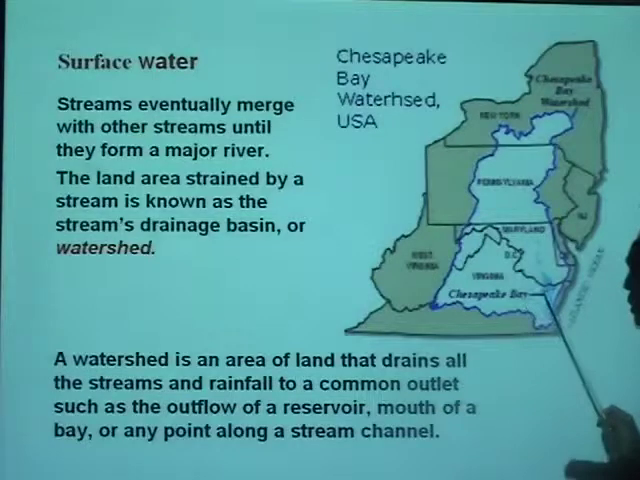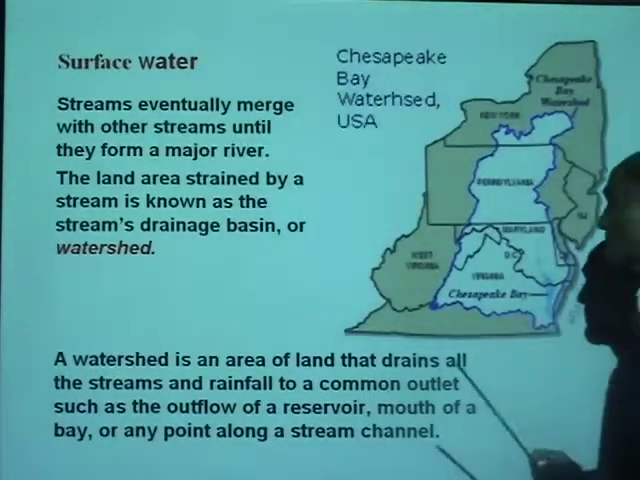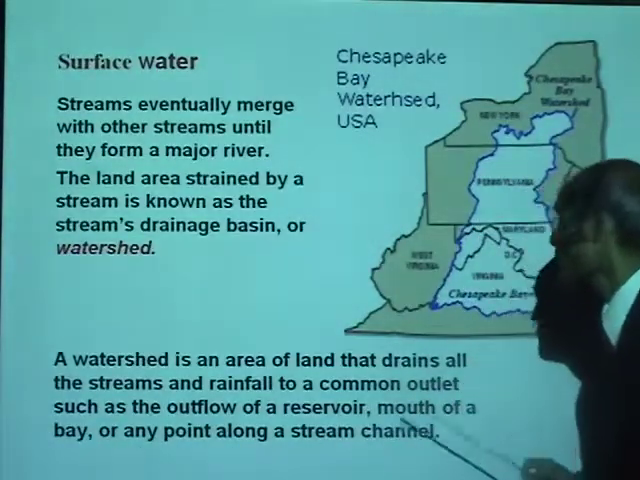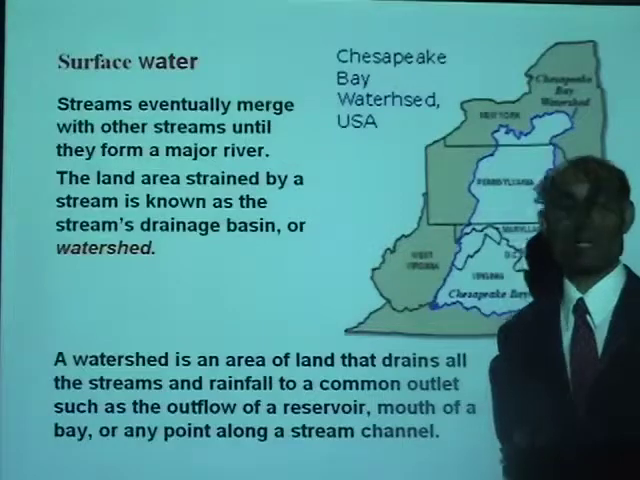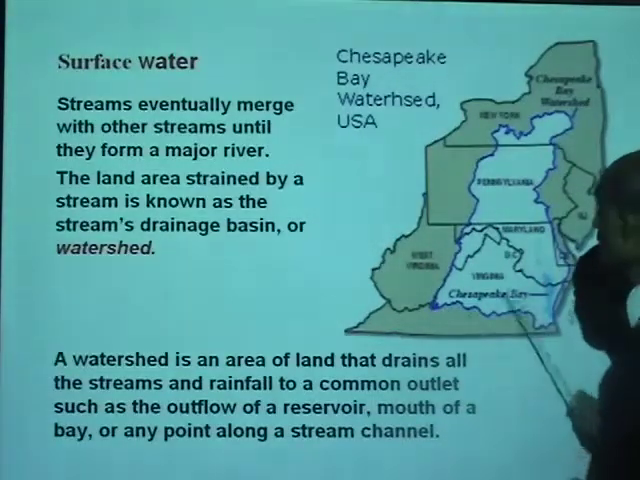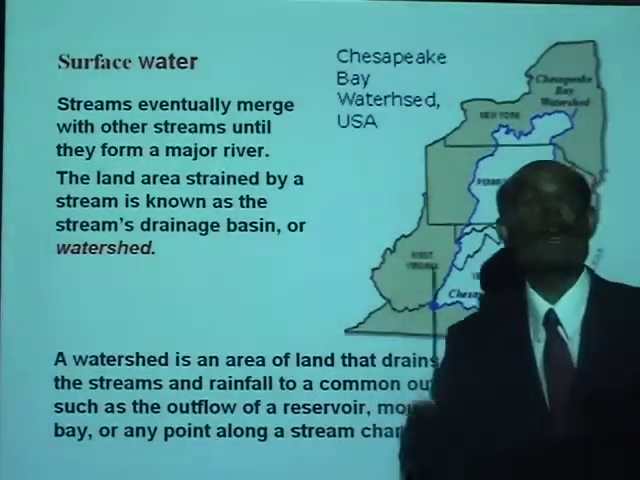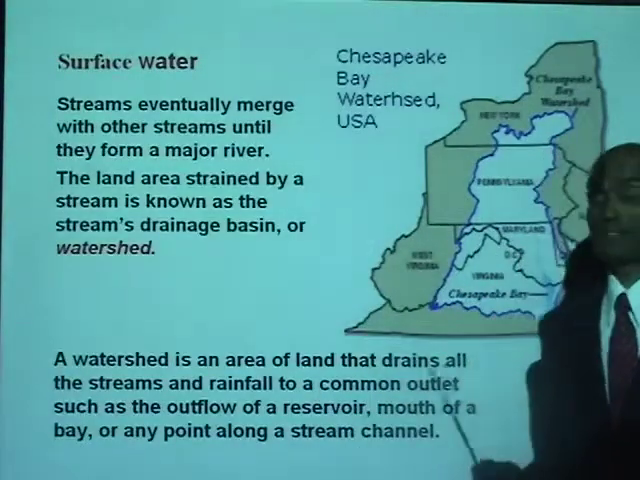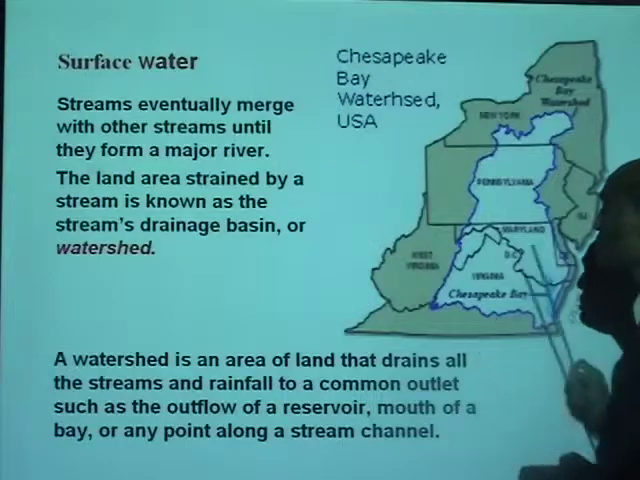Now here, the common outlet is actually the Chesapeake Bay, or the mouth of a bay, or any point along the stream channel. Now, the common outlet can be a sea, can be a great big river, and in this case, it is the Chesapeake Bay.